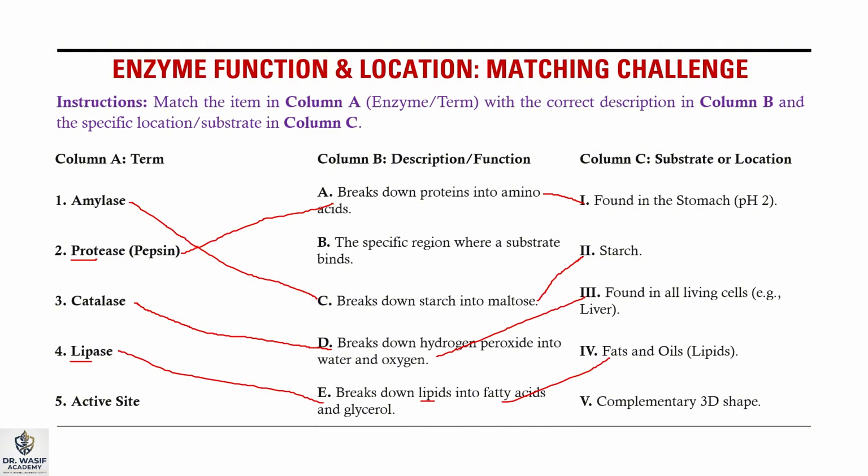Now let's look at question number 5, which is about active site. Active site matches with B, because the active site is the specific region where our substrate binds, and this definitely requires a complementary 3D shape, because the active site is not an enzyme itself but that crucial 3D pocket that matches perfectly with the substrate like a lock and key. I am very hopeful that you have clearly understood these enzyme functions and their locations, and you have matched these columns. If you have any question or any query, you can freely ask in the comments section.